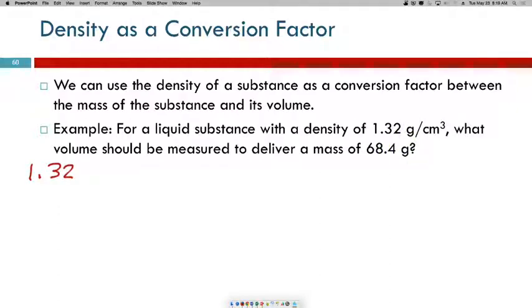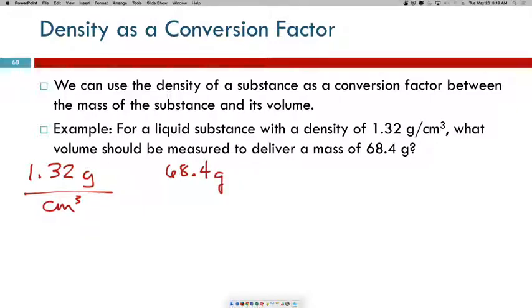This unit here is written all on one line because it's much easier to type into the computer that way. But this is grams per cubic centimeter. That's actually a fraction. So when you write that down with your hand and your pencil, make it a vertical fraction to tell your brain this is a fraction. Otherwise, funny things happen. So grams per cubic centimeter. And then the other number that we're given is 68.4 grams.